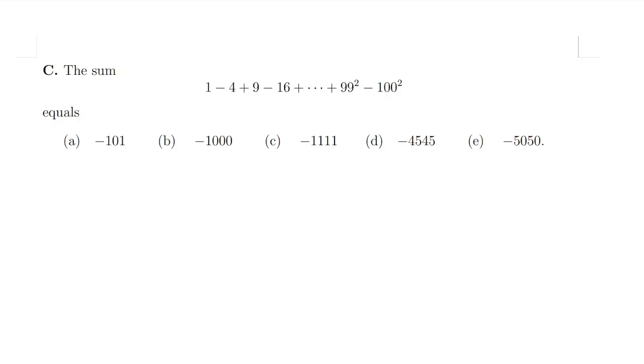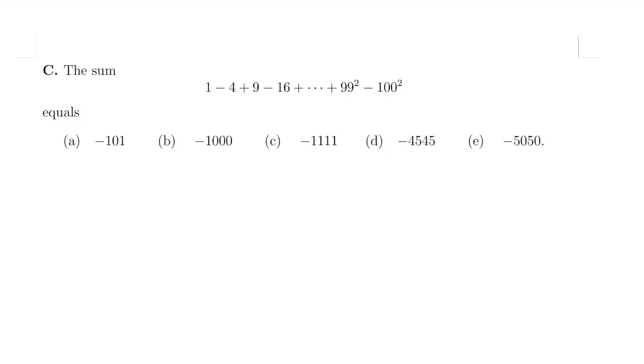Okay, question 1C. The sum 1 minus 4 plus 9 minus 16 until 100 squared equals how many? Okay, so I hope we know what the pattern is, right? The odd squares are positive, and the even squares are negated. All right, fine. So how will we do this? What is a sensible approach?